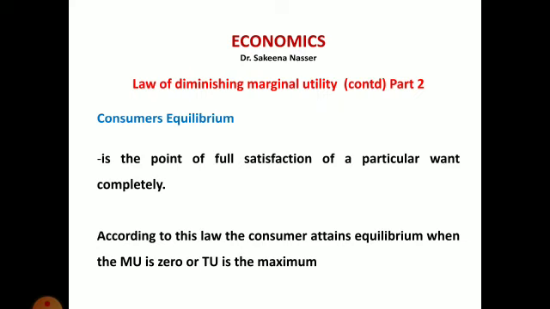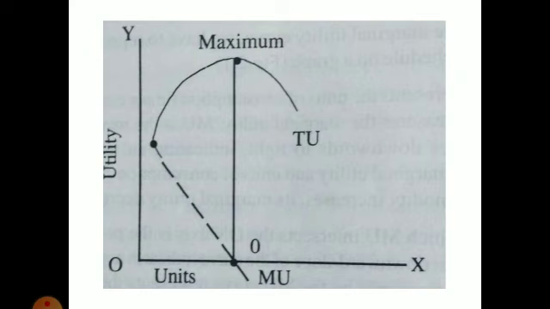According to this law, the consumer attains equilibrium when the marginal utility is zero. Or, in other words, we can say the total utility is maximum when the marginal utility is zero. This can be clearly seen in this diagram.